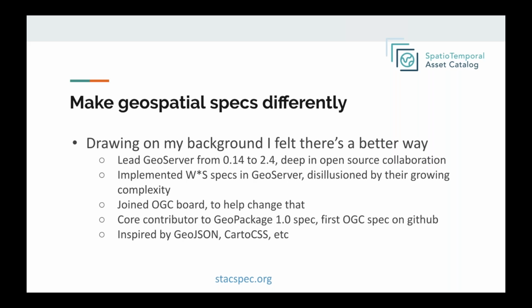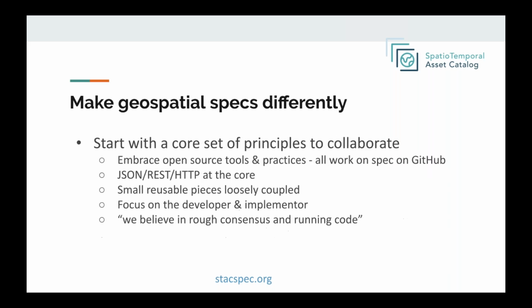But it was on GitHub where you could read it. It was at least HTML you could link at, but people weren't working on GitHub. They weren't collaborating. They weren't using all those tools. And yeah, it was sort of inspired by GeoJSON and Cartocss and these specifications made outside of the OGC, made to be a bit more accessible.